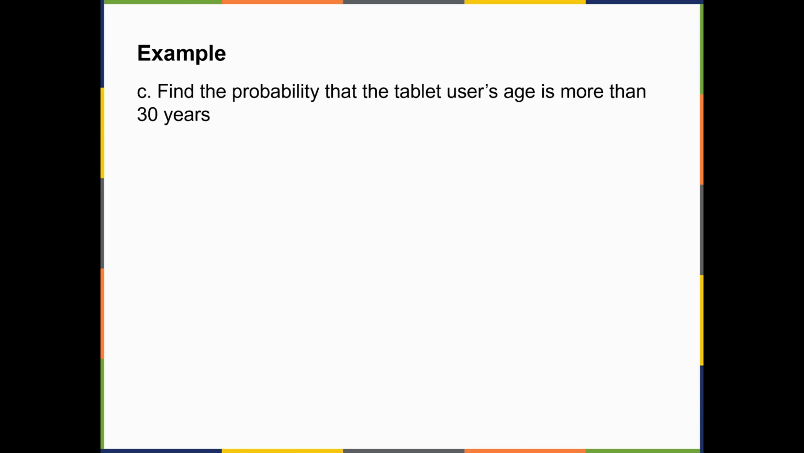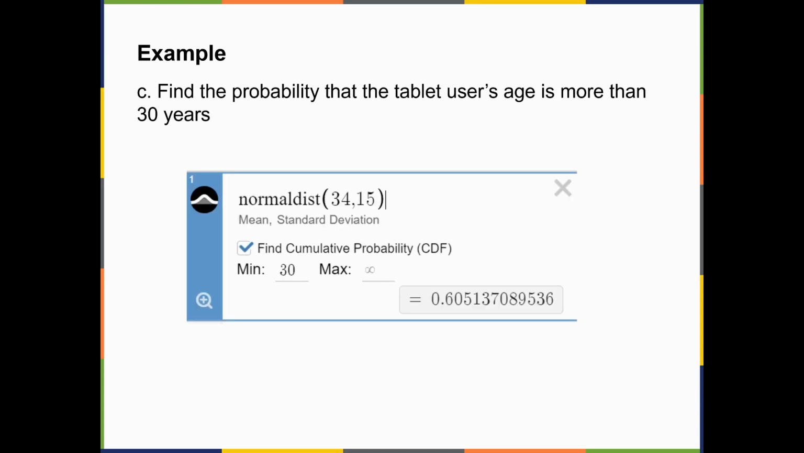Let's find the probability that a tablet user's age is more than 30 years old. Using Desmos, we're going to do a normal distribution, 34, 15, starting at 30 and going to infinity. The probability that it's more than 30 years old. Okay, so that gives us about 60%, 60.5%.